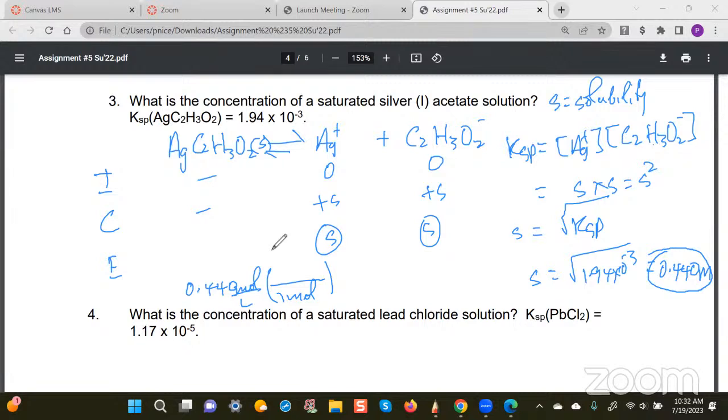According to what I have here, the molar mass of the silver acetate is 166.91 grams per mole. So when you multiply 166.91 times 0.440, the answer I got is 73.4 grams per liter. All right, so that's the solubility in grams per liter, and this is the solubility in moles per liter.